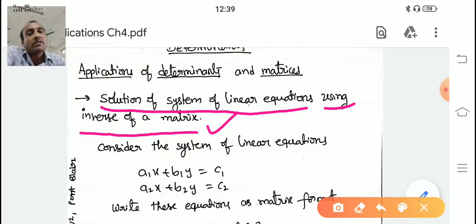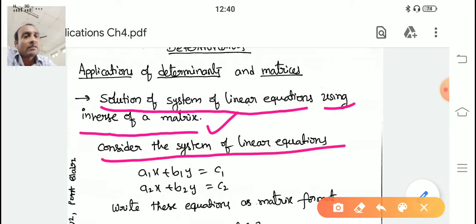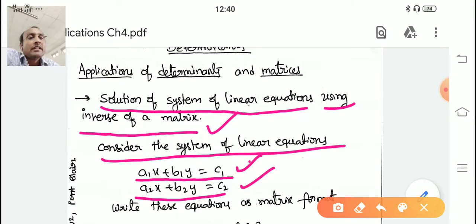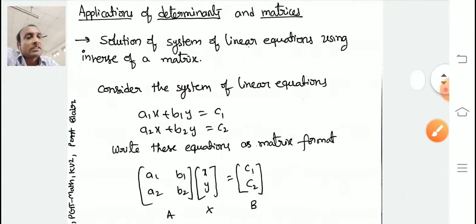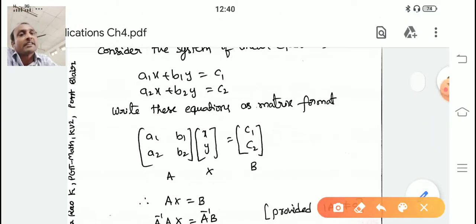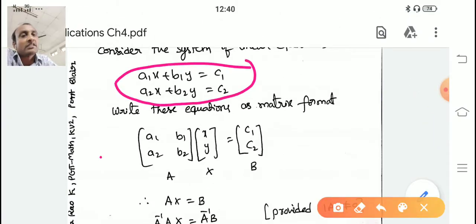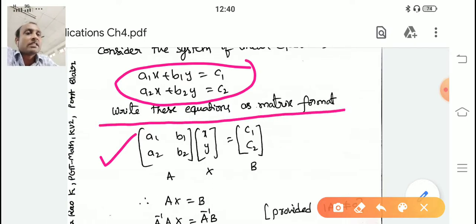So, now consider the following system of linear equations: a1x plus b1y is equal to c1, a2x plus b2y is equal to c2. If they give it as plus c1 equal to 0 like that, you should send the constant to the right side always. First write the given equations like this, and then we can express these two equations in the matrix form by writing the coefficients a1, b1, a2, b2, and the variables in one column x, y, and c1, c2.